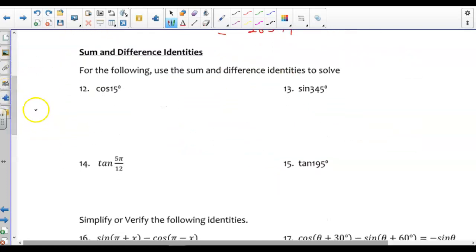All right, sum and difference identities. Remember, man, the trig formula sheet. Make sure you just write these down so you can have it to reference during your exam. Okay.